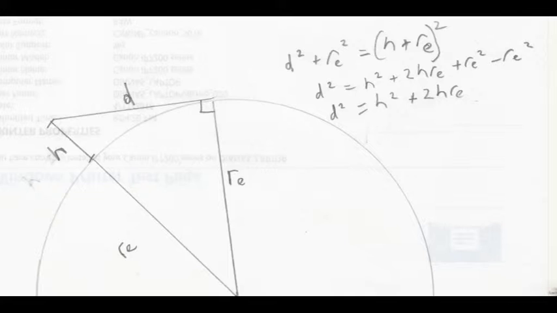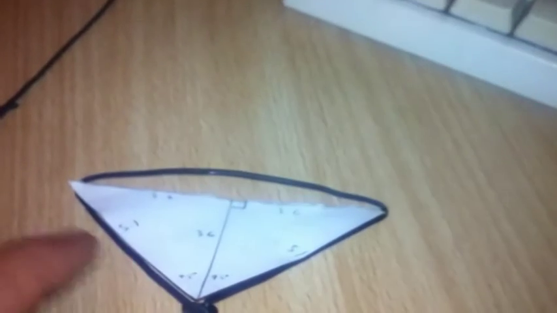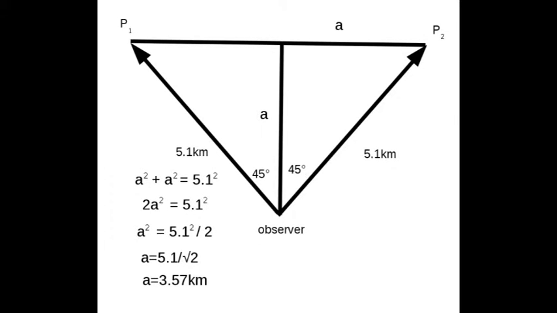And if you do that for a height of person of 2 meters, then the horizon is about 5.1 kilometers away. Okay, so now we know the distance to the horizon is 5.1 kilometers, and so we need to figure out what the other distance is on this triangle, the distance across the bottom of the arch, and we can do that also by Pythagoras' theorem.